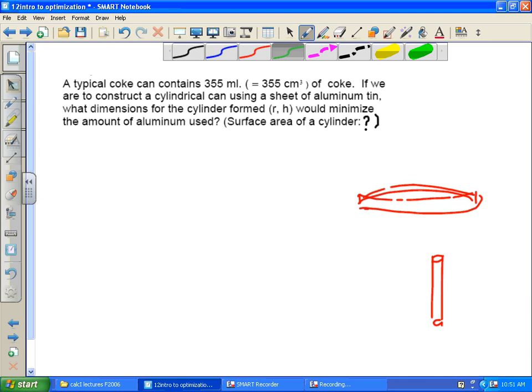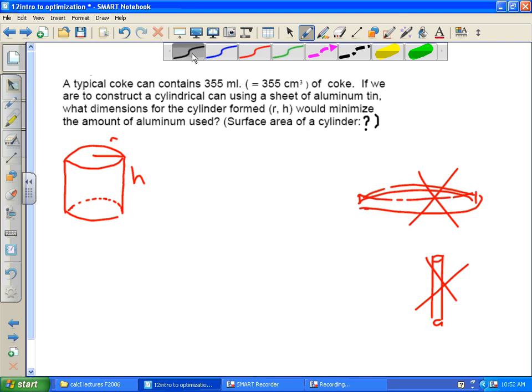So let's just draw a reasonable looking size here. We don't know the exact dimensions right now, but we don't think it's going to be any one of these extreme cases. All we know is that it has to be a cylindrical can. Let's say the radius is r and the height is h. It's important to know the formulas for a cylinder, a box, especially area, surface area and volume. So in this case, what is the volume of this cylinder?